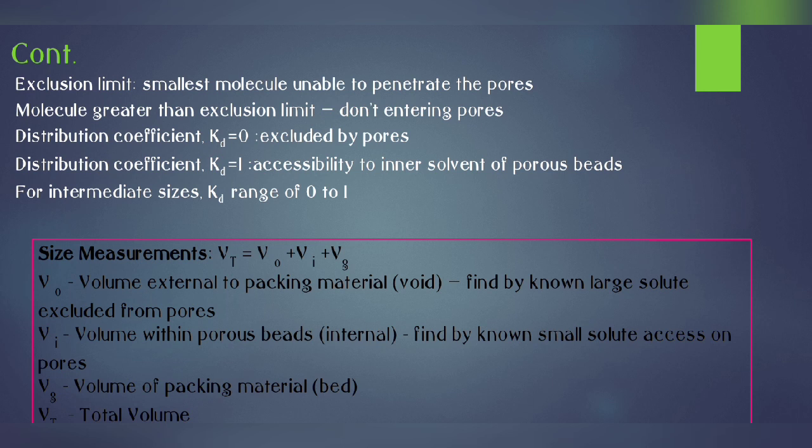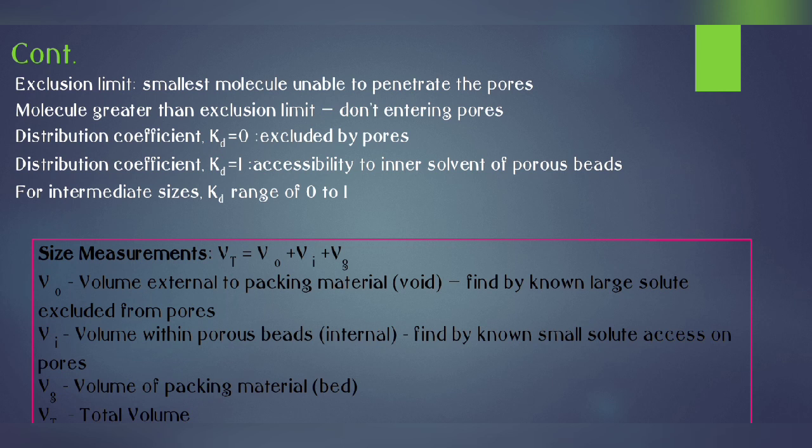How do they use size exclusion chromatography to measure the size of our protein? The first formula is Vt = V0 + Vi + Vg. V0 is the volume of solute available in the external packing material. The volume available in the internal pores is represented by Vi. Vg is the volume of the packing material bed. By adding all these we get Vt.